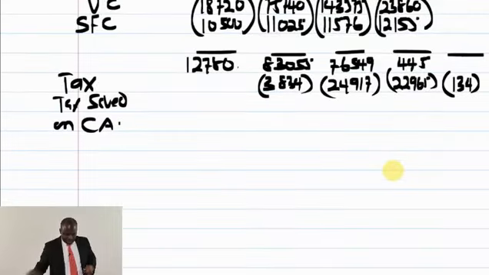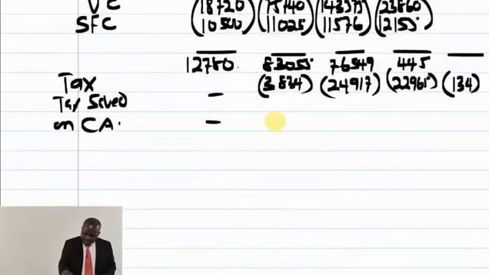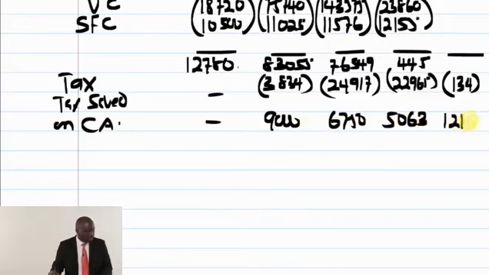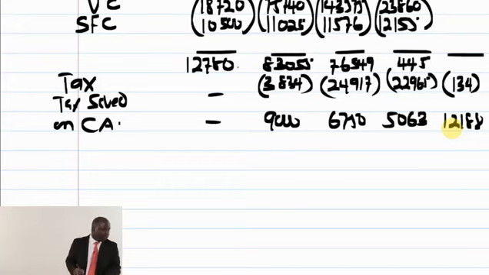And then we do the tax savings on the capital allowance. Okay, so the tax savings on the capital allowance, this is 9,000. The next one is 6750, 5063, 12188.